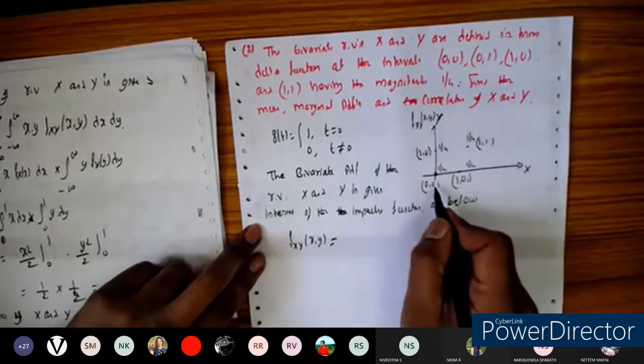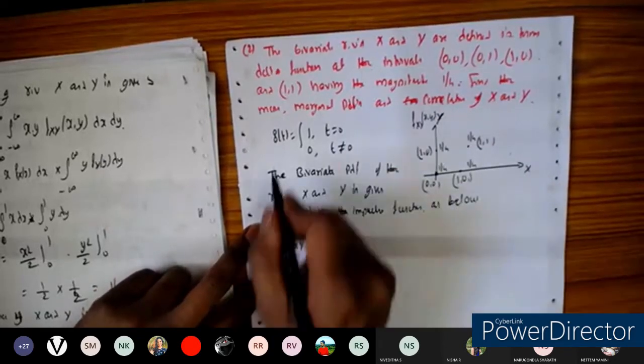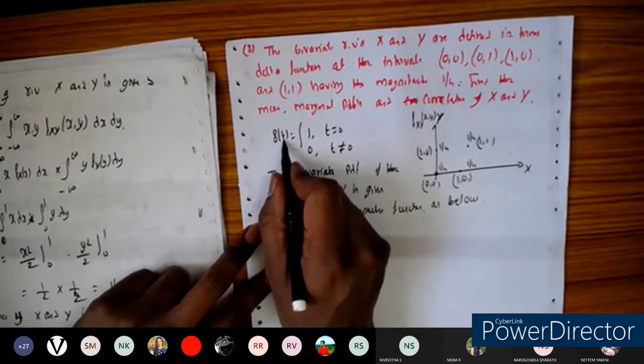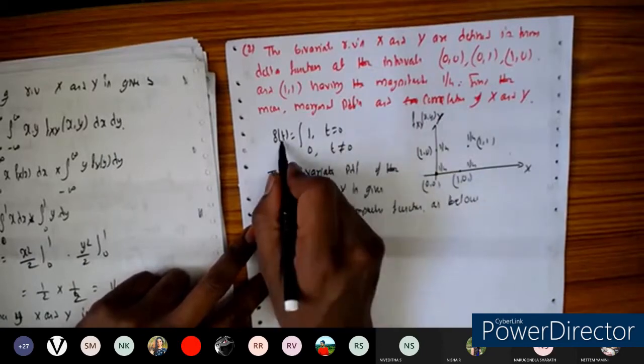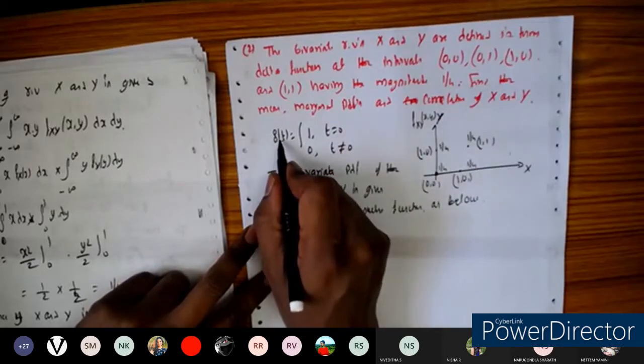So we need to define the two impulse functions at the corresponding time intervals here. You know about the impulse function: delta of t is equal to 1 at t is equal to 0. It means that whatever is inside the braces, if it is equal to 0, then only the delta will be equal to 1.